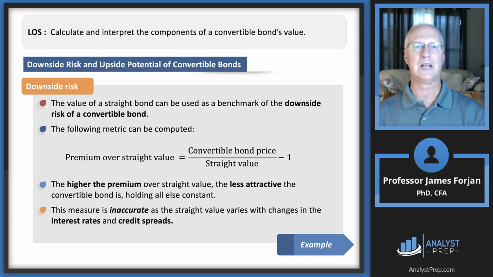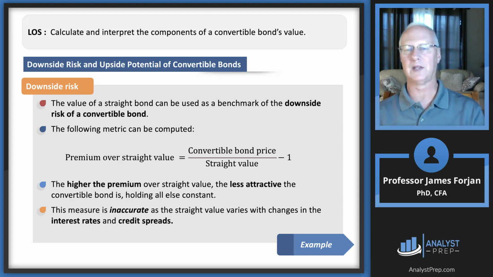And then one last thing here, downside risk and upside potential. What we're interested in using this downside risk of a convertible bond, we can take the premium over the straight value. So that's just F over P minus 1, kind of like convertible bond price divided by the straight price minus 1. The higher the premium over straight value, the less attractive the convertible bond is.